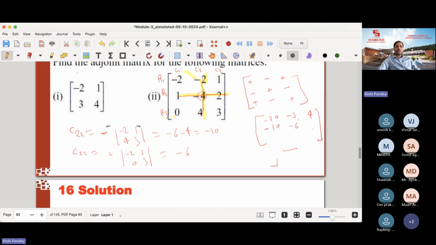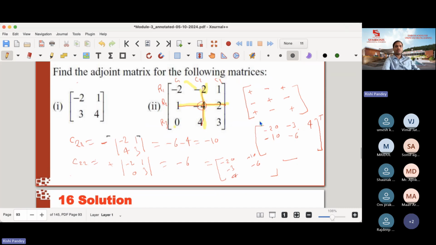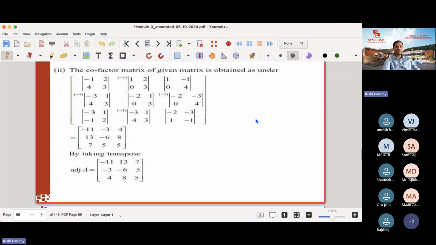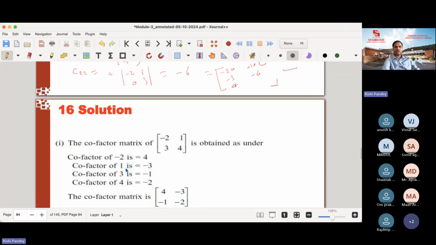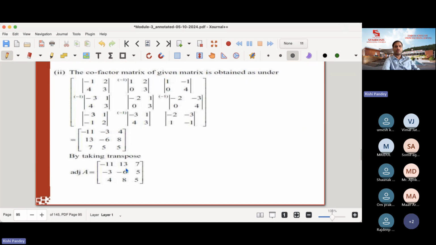Similarly, we can find all the other elements and then take the transpose. That means write this row as a column. Then it becomes the first column, and the minus 10, minus 6, and other elements. So this is your work to do: find all the elements and find the transpose. I have a solution, I will show you. This is the solution. Through that you can get the answer. Maybe there are some typographical errors in the solution, so do not follow the solution. You can follow your own.